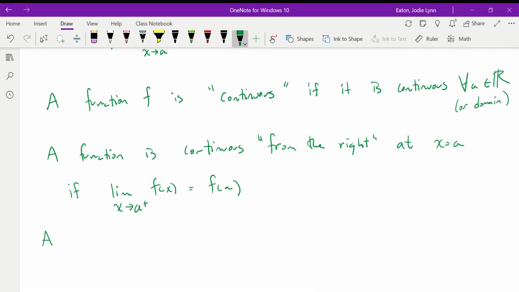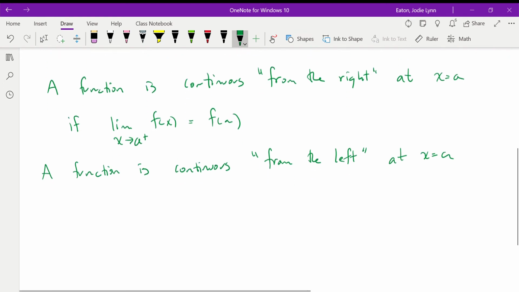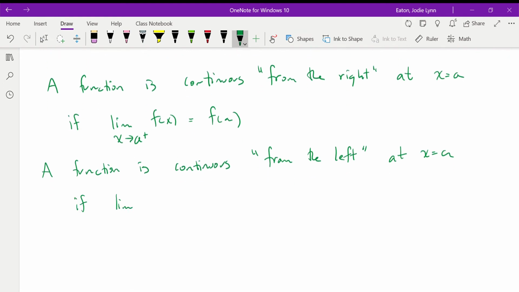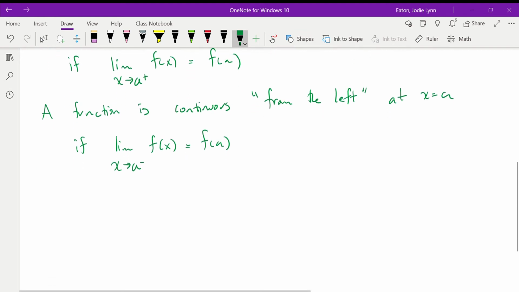And similarly, a function is continuous from the left at x equals a if the limit as x approaches a from below of f of x equals f of a. So we're continuous from the right if the right-handed limit exists and is equal to the value of the function at that point, and we're continuous from the left if the left-handed limit exists and is equal to the value of the function at that point. Okay.